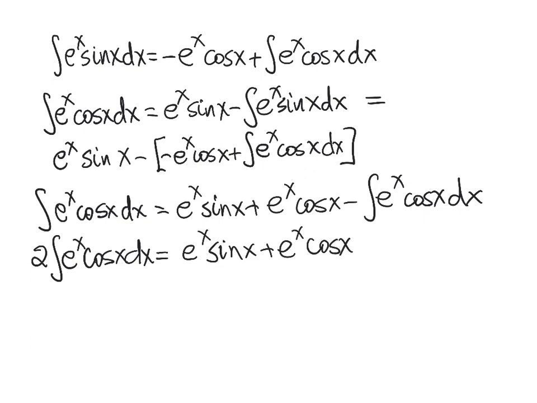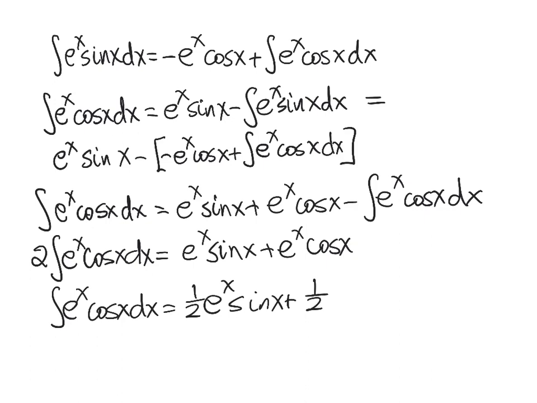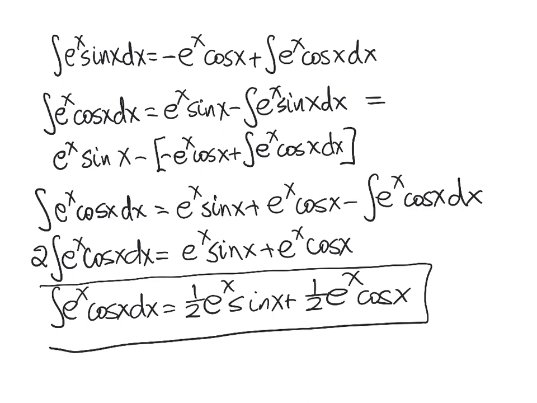And all we have to do now is divide by 2, and we get that the integral of e to the x cosine x is 1/2 e to the x sine x plus 1/2 e to the x times cosine x. And that's the end of part 1. We'll put this in the box and move to part number 2.